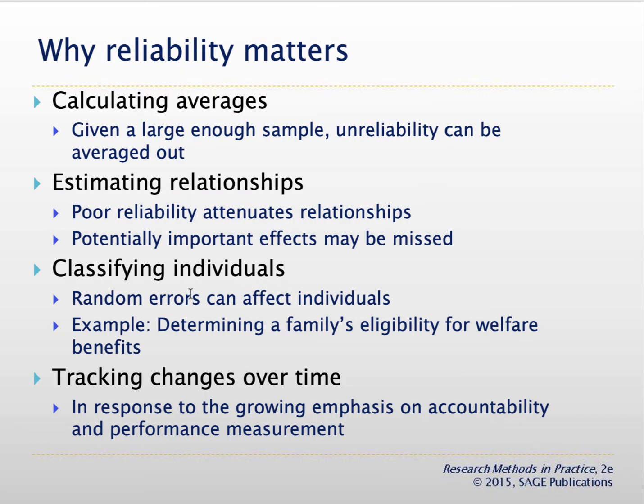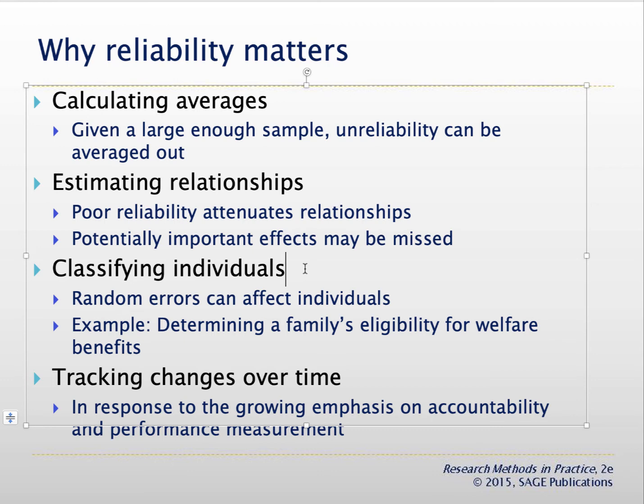There are two reasons, even more important for practitioners, that reliability matters. One is classifying individuals. So think about poverty status. Think about determining a family's eligibility for welfare benefits. If that family's poverty status is mismeasured, perhaps because their income is mismeasured for random reasons, we'll get it wrong. It might average out for some great stats, but for that family, oh boy, that's pretty bad.